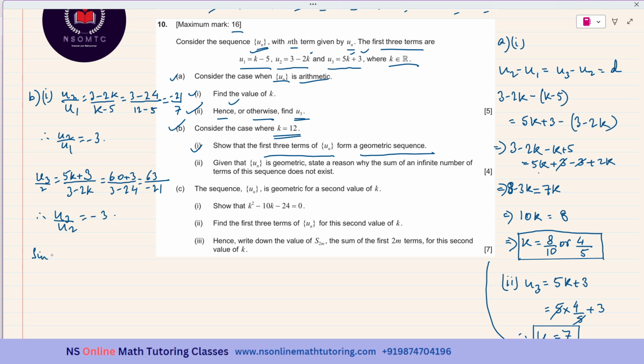Since u2 over u1 is equal to u3 over u2 is equal to negative 3, therefore, the sequence is a geometric sequence.